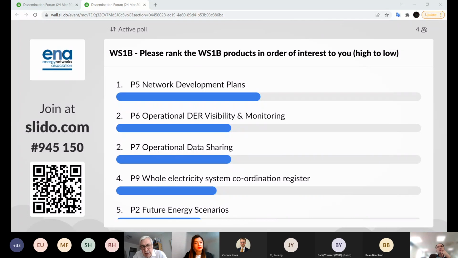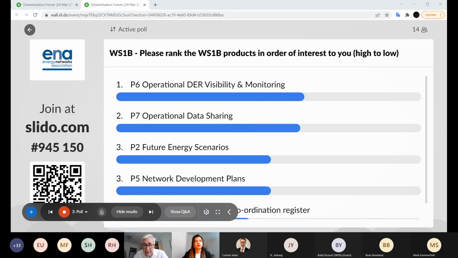Right. Clearly, the output of the network development plan will be published by the date required in our license condition. So that will be, I think, 1st of May. The coordination register will be published, and I'm not quite sure of the date, to be honest with you. The FES will be published along its normal timescales. We will be publishing reports, and I've also already done so through Open Networks on the various products.